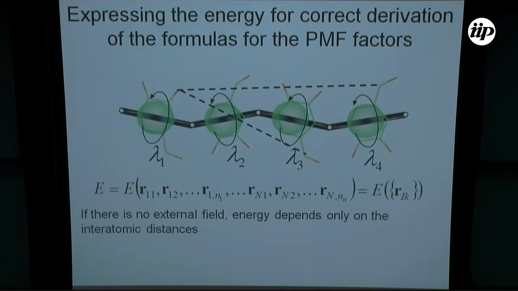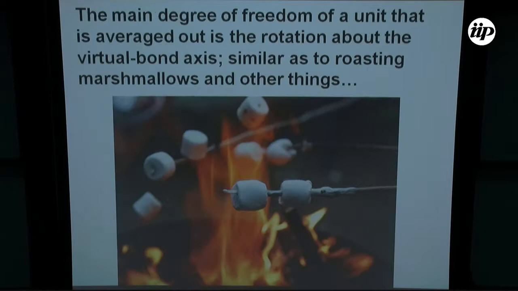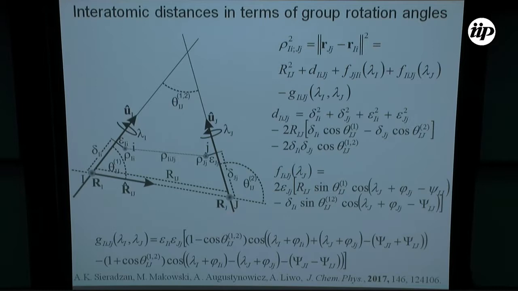So now the trick is how to, given, for example, let's take two atoms, atom K of site I, and atom L of site J, and let's express the distance, or rather the square of the distance of this atom, as a function of lambdas, and of course of the orientation of the virtual bonds. So this is actually like roasting marshmallows. We rotate.